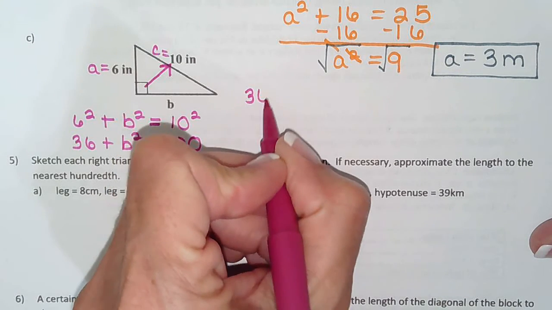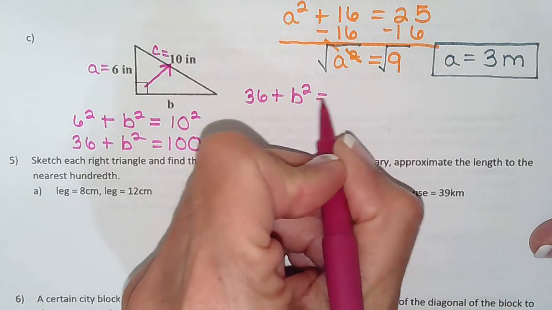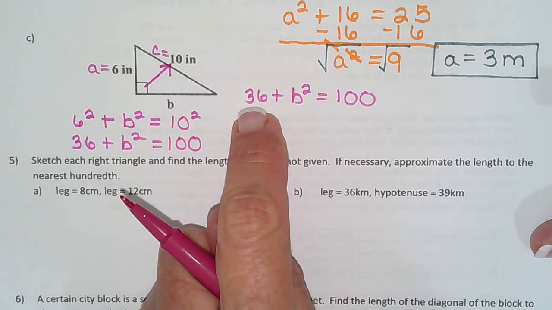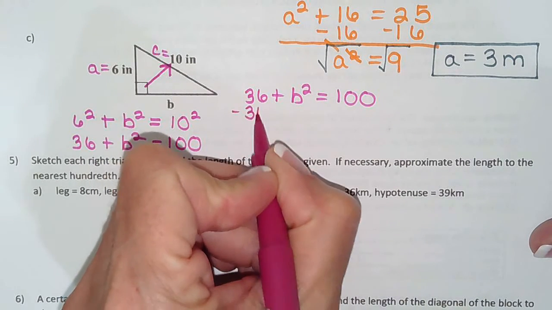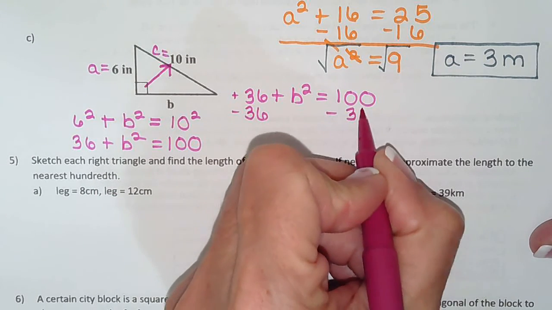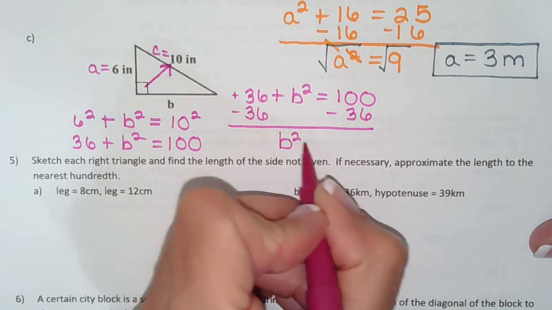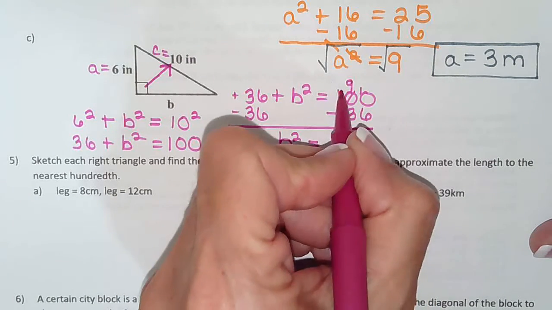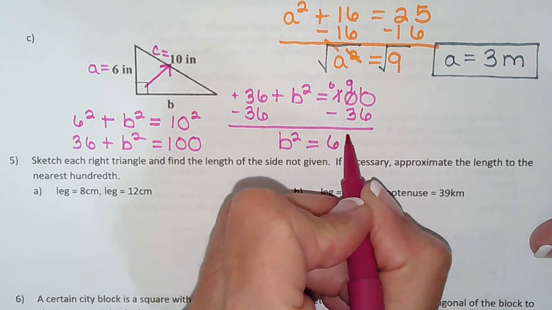I'm going to bring it up here. So we're trying to get B alone. So we have to do the opposite. The opposite of add 36 is subtract 36, because this is a positive right there. Subtract 36. And we get B squared equals 10, 10 make it a 9, 1 make it a 0. So we have 64.